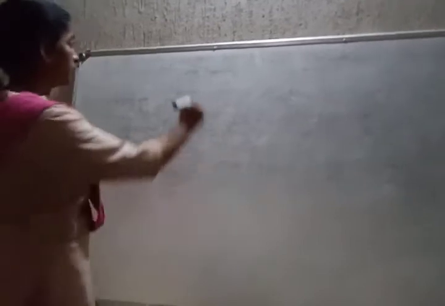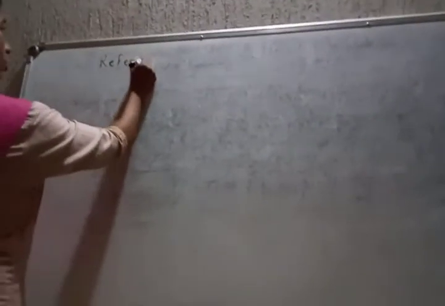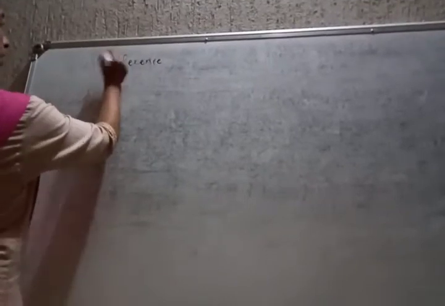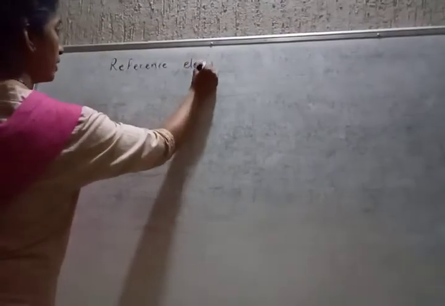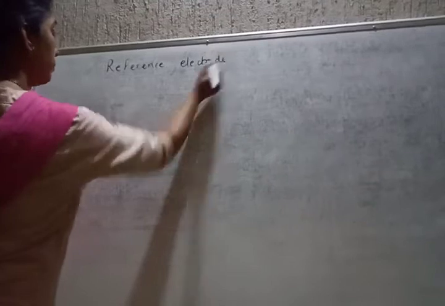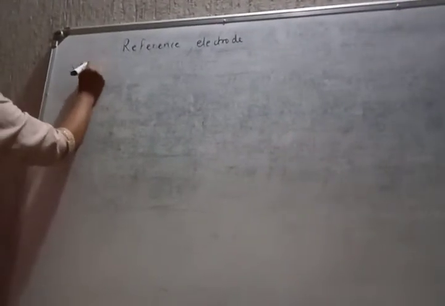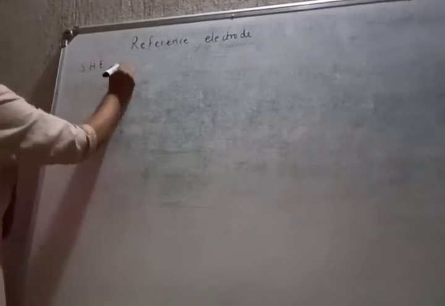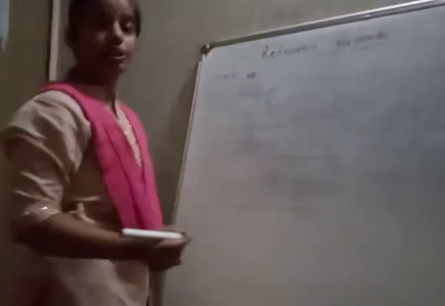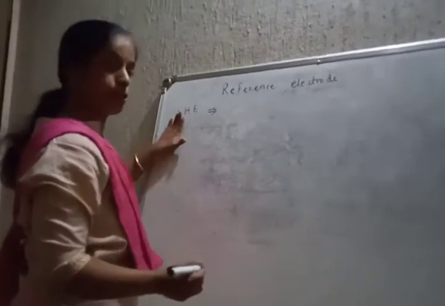Today what we are going to do is start with the next part. Now we are reaching the last part of the topic. We will be discussing something called a reference electrode. And one important example of a reference electrode is SHE, the standard hydrogen electrode. Important question.